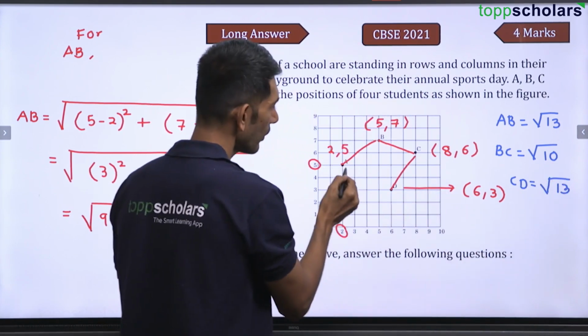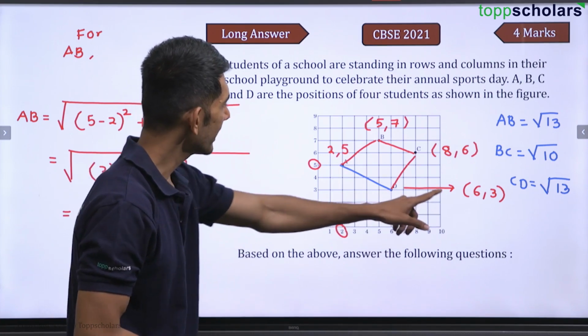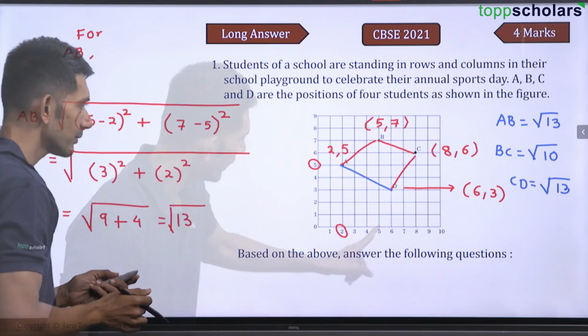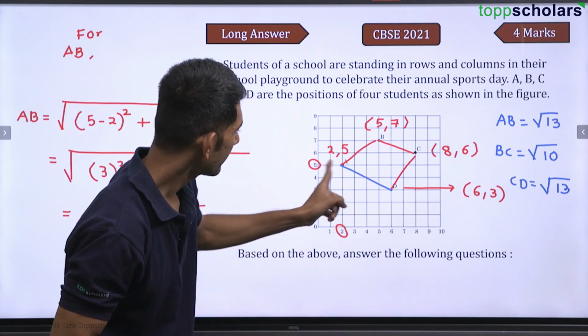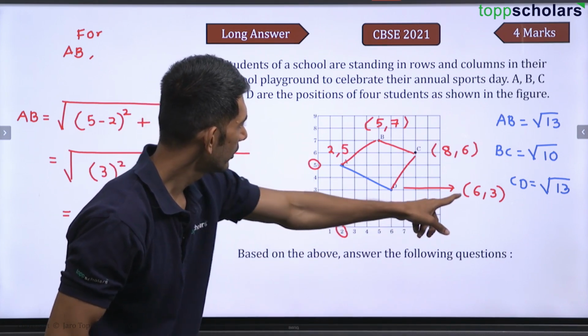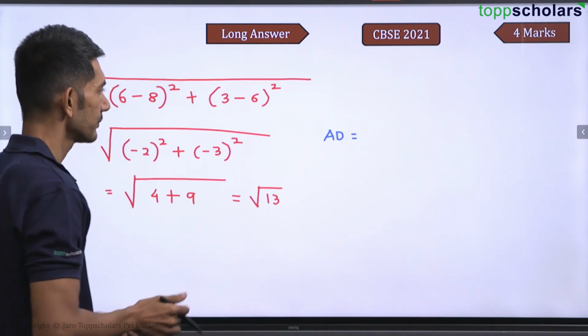Now let's talk about AD. Let us see what we get in AD. So AD, that is 6 minus 2 the whole square plus 3 minus 5 the whole square, right? This is D, 6 comma 3, and this is A, 2 comma 5, correct? So 6 minus 2 the whole square plus 3 minus 5 the whole square.